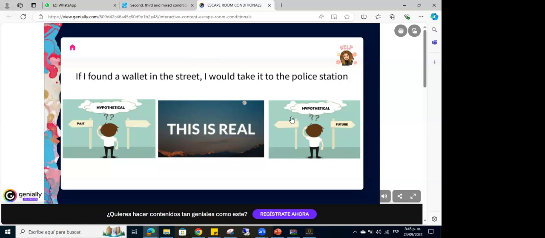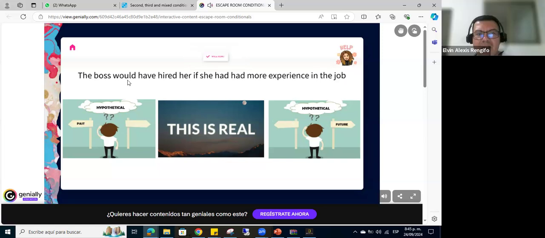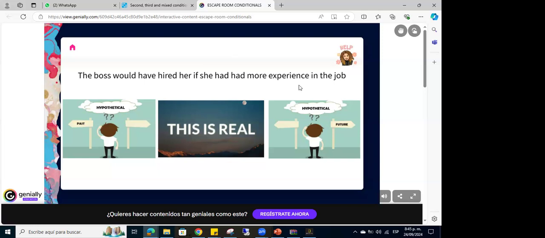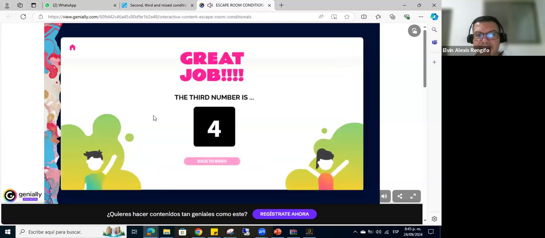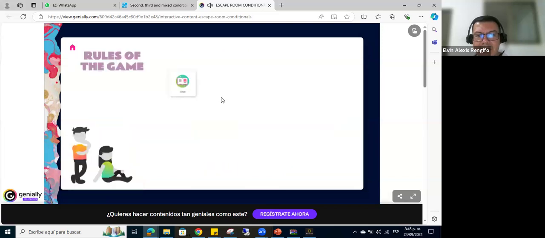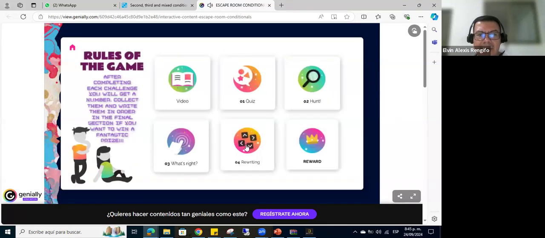If I found a wallet in the street, I would take it to the police station. Future? Hypothetical future. The boss would have hired her if she had had more experience in the job. That's past. Hypothetical past. Aquí está diciendo el jefe la hubiese contratado si ella hubiese tenido, aunque suena chistoso, had, hubiese tenido más experiencia en el trabajo. So it's hypothetical. Very good, very good. We're doing great.